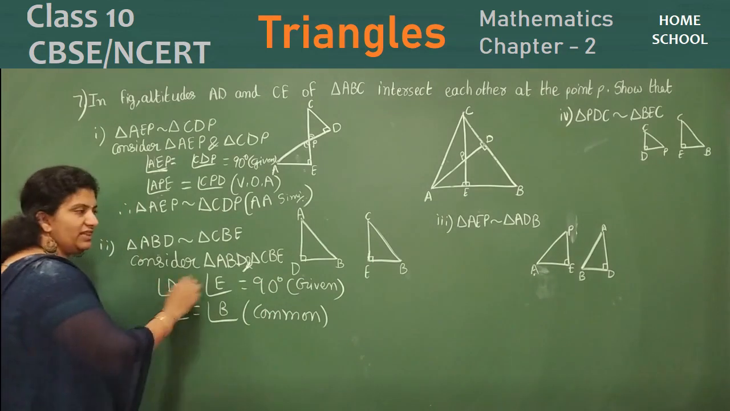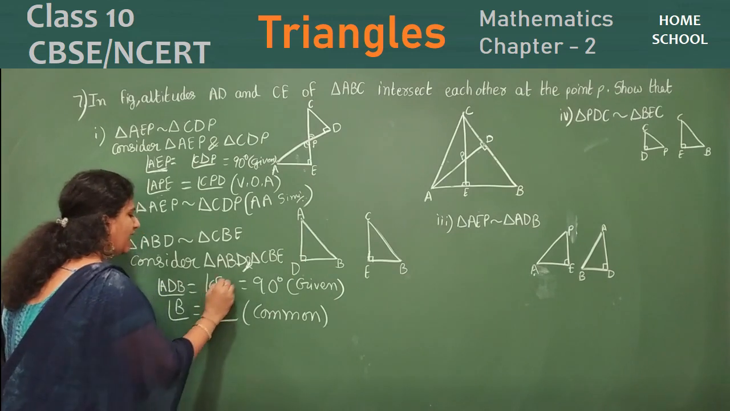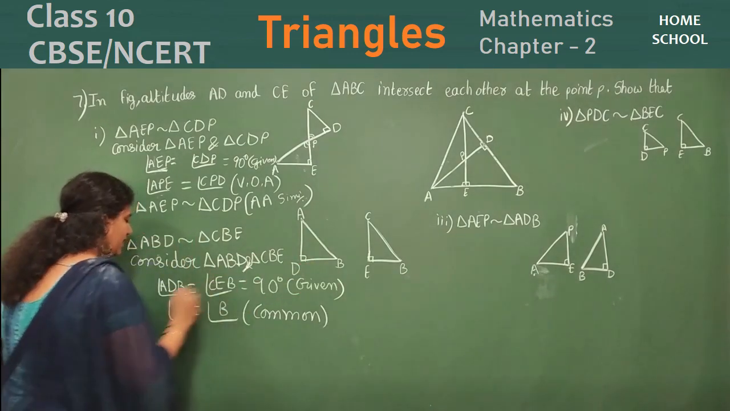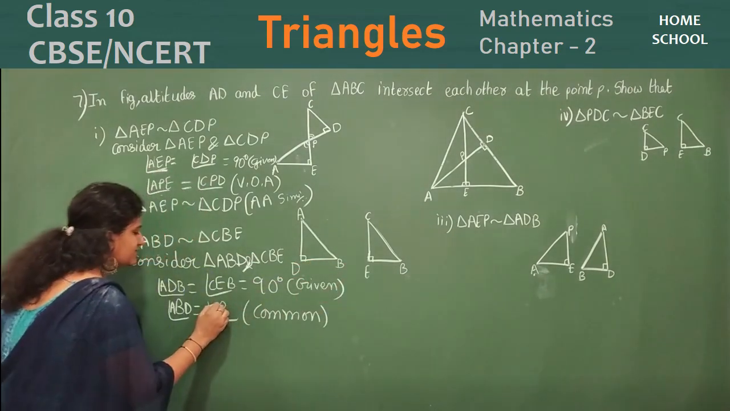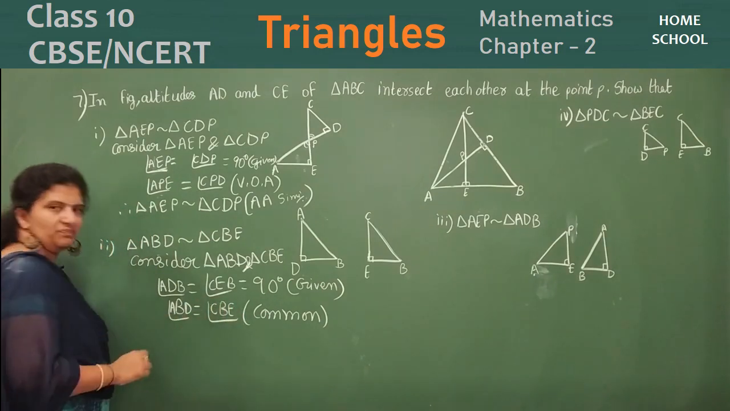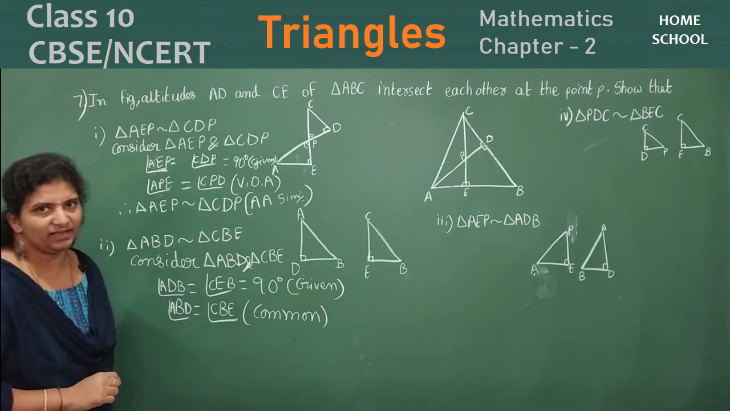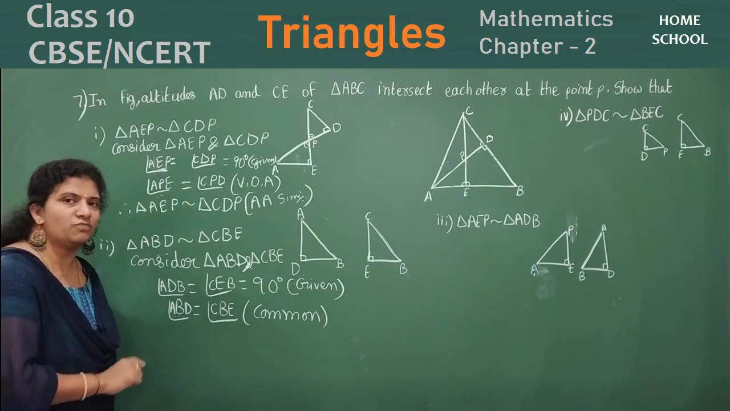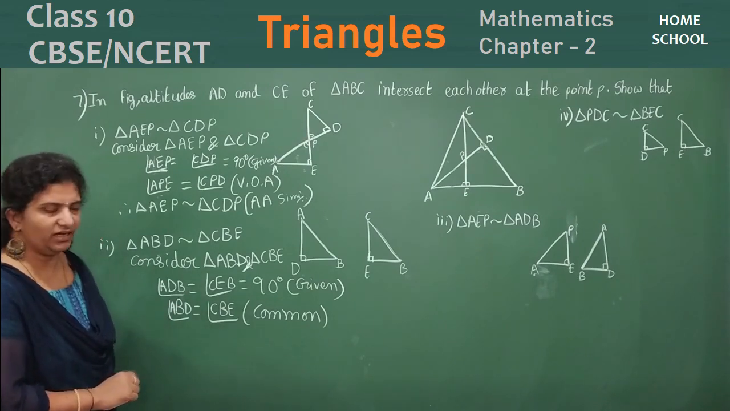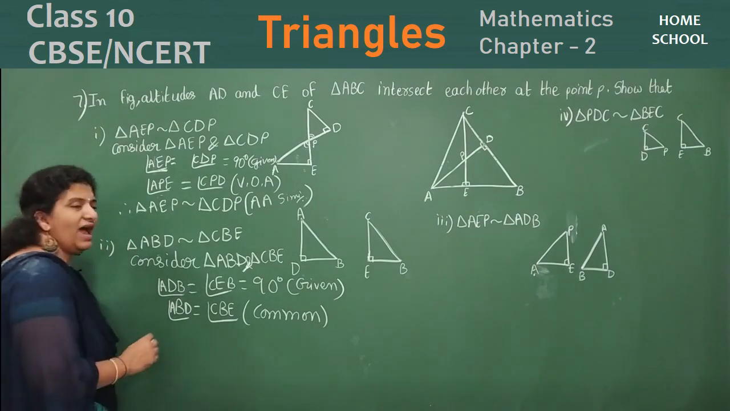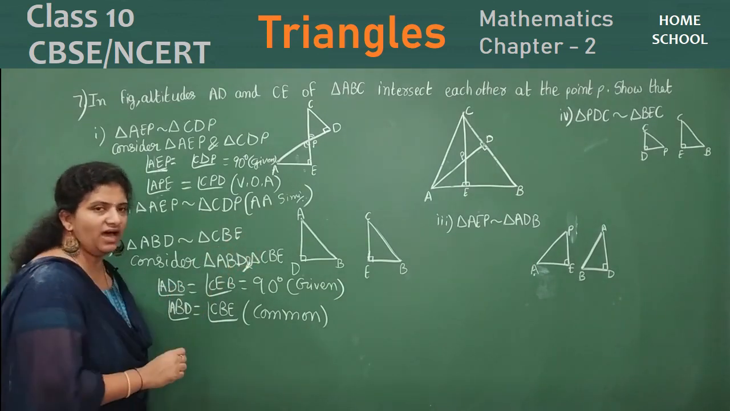So now you can fill these. D means angle ADB, E means angle CEB, and this B, that is angle ABD. And this B you can write it as angle CBE. Right? If two angles are equal for two corresponding triangles, if corresponding angles are equal, I can say that the two triangles are similar. By which criteria, children? By angle-angle similarity criteria, I can say that these two triangles are similar.